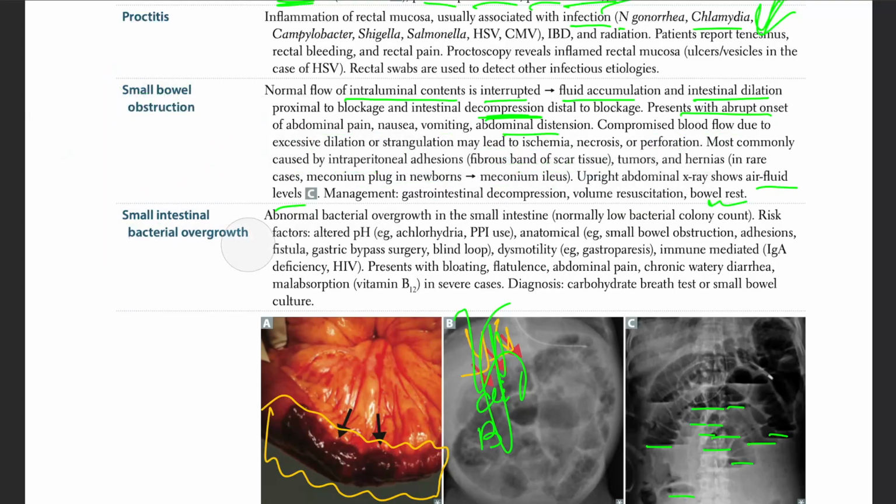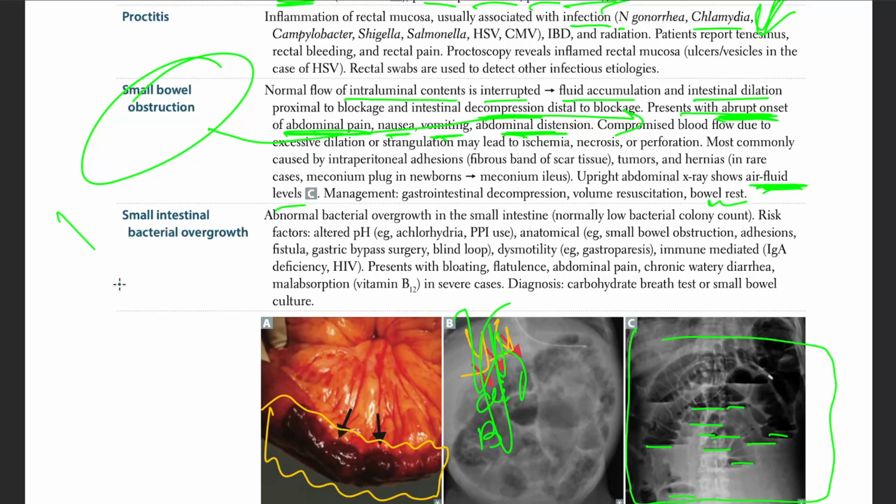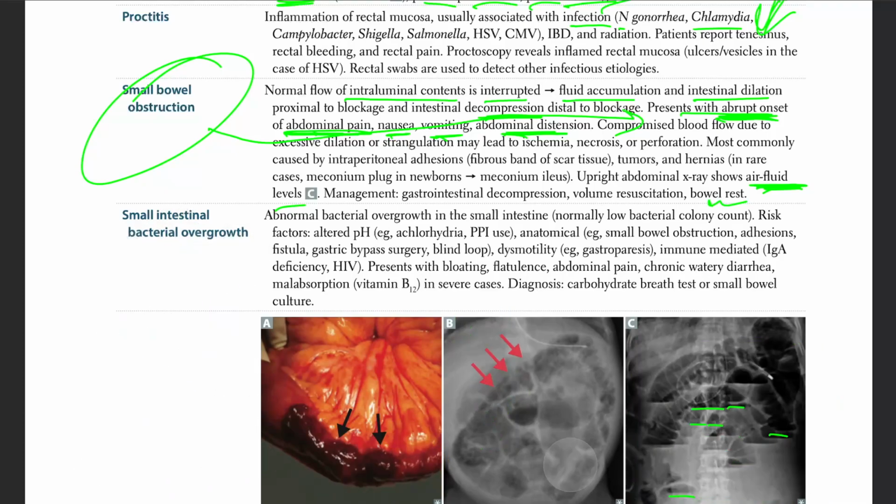So this was pretty simple: you have the obstruction, small bowel obstruction. The important thing here is how it's going to present. It's going to present with abrupt onset of abdominal pain, nausea, vomiting, abdominal distension. So you have pain and the stomach is getting distended. And when you check an upright X-ray, you will look at the air fluid levels. Very important, air fluid levels. Okay, so the proximal is going to be dilated, distal is just decompressed intestine.